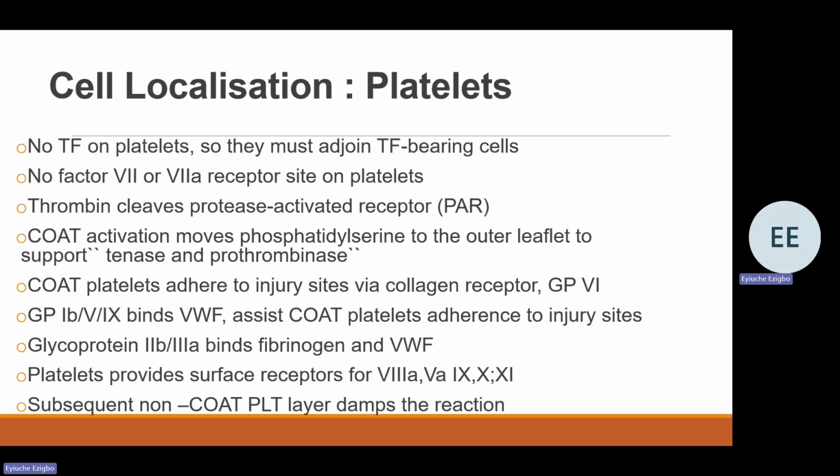Thrombin cleaves protease activated receptor. Then coat activation moves phosphatidylserine to the outer leaflet to support tenase and prothrombinase. Coat platelets adhere to the injury site via the collagen receptor, glycoprotein 6. Glycoprotein 1b-9 binds von Willebrand factor, assisting coat platelet adherence to the injury site. The glycoprotein 2b3a binds fibrinogen and von Willebrand factor. The platelet membrane provides surface receptors for factor 8, factor 5, 9, 10, and 11. Subsequent non-coat platelet layers dampen the reaction.